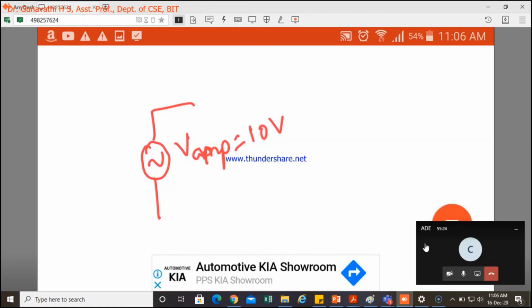VCC also, you better take 12 volts. V amplitude, better take 10 volts. So for the 12 volts, please do the computation for R1, okay? R1 cannot be 5 kilo ohms. Just do the computation. If it is 12 volts, how much can be your R1?